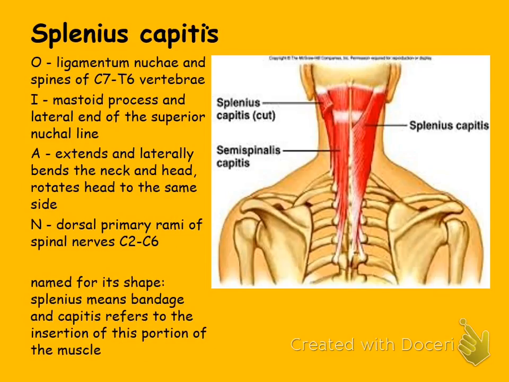Splenius capitis. It's another small little muscle. Originates on the ligamentum nuchae and C7 to C6 vertebrae and inserts on the mastoid process. So if both sides contract, it pulls your head backwards. If you contract one, it pulls your head backwards and down. Backwards and inferior on the same side.